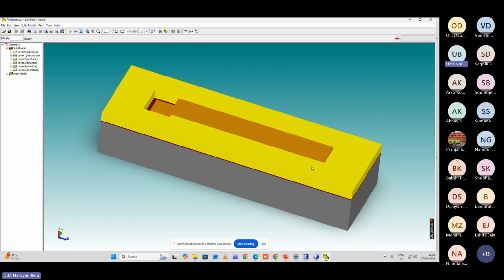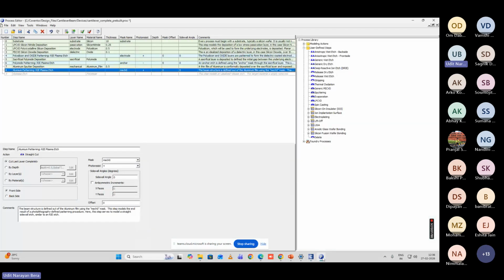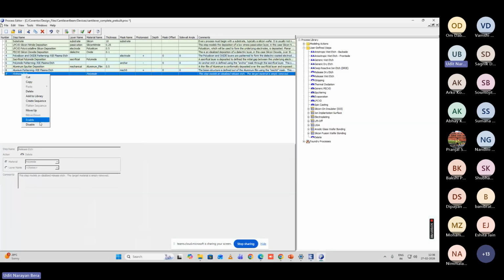The next step will be this yellow portion that I will be etching away, so that you can apply force and other things on this free end. Let me show you in the last step, the release etch. What is that? Etching is a process where, in MEMS device fabrication, we typically etch away a layer. So let's do that.